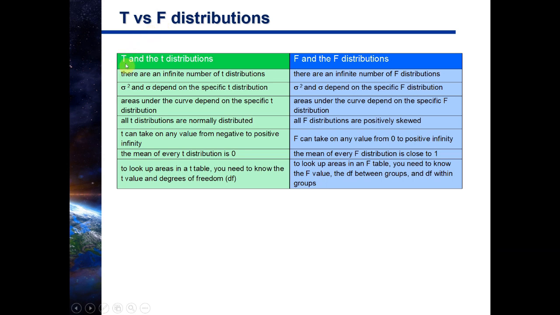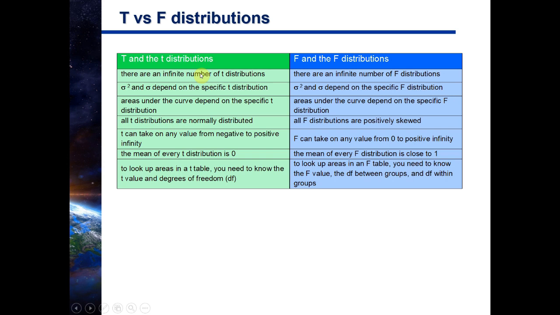Okay, so let's look at T scores in a t-test and the T distribution. We'll look at this first, and then we'll look at what's going on with the F distribution. So first of all, you will recall, hopefully, that there are an infinite number of T distributions, just like Z, right?